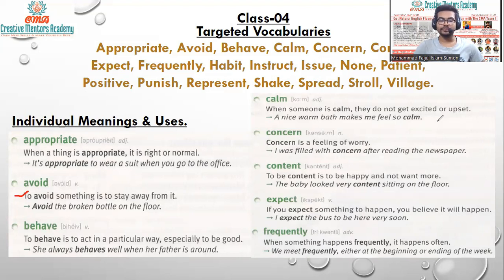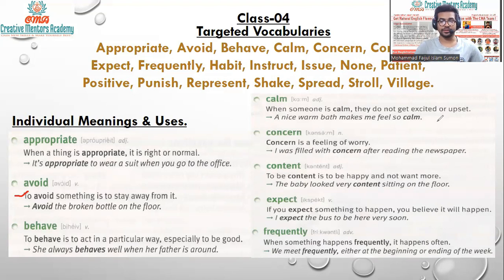And next word is concern, and concern is a feeling of worry. It's a kind of feeling. I'm concerned about you. I'm concerned about what you are using, how you are behaving with me. I'm so much concerned about you. And I was filled with concern about reading the newspaper, right?